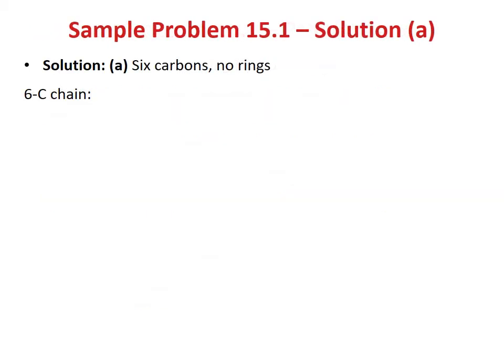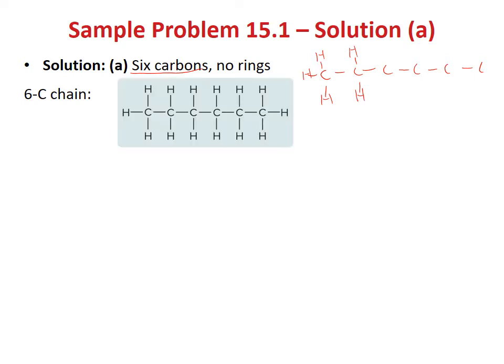In A, it has 6 carbons. Let's start with the 6 carbon chain. So let's draw the skeleton. 1, 2, 3, 4, 5, 6. 6 carbon chain. And then we add a hydrogen skin to this skeleton. The first carbon already has 1 bond, so we need to add 3 hydrogens. And the second carbon already has 2 bonds, so we need to add 2 hydrogens. All right, and so on, keep going. And here is the structure.